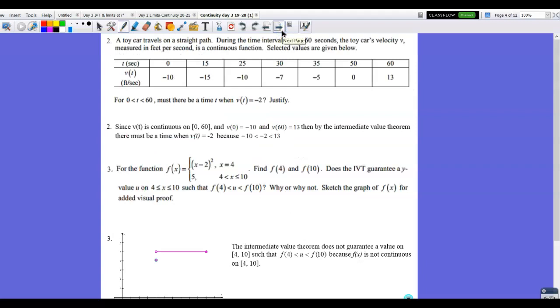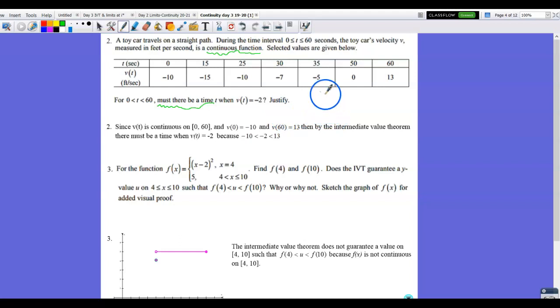Number 2, a toy car travels on a straight path. During the time interval from 0 to 60 seconds, the toy car's velocity, v, measured in feet per second, is a continuous function. So that's important that we know that we have a continuous function on the closed interval from 0 to 60. Selected values are given below. For the interval from 0 to 60, must there be a time, so there's our question right there, must there be a time when the velocity of the toy car is -2 feet per second? Justify.